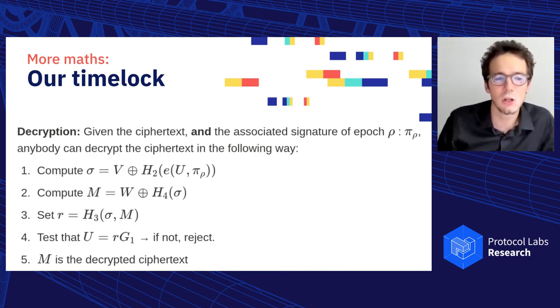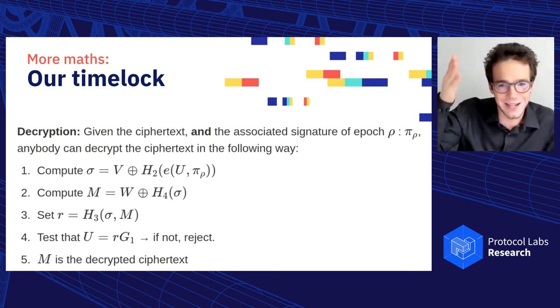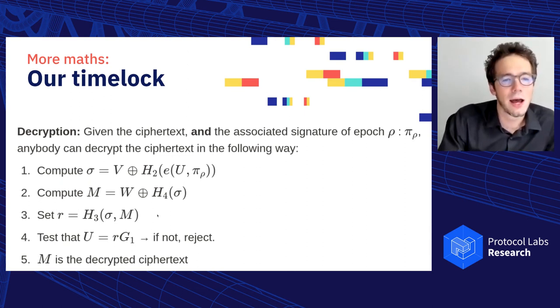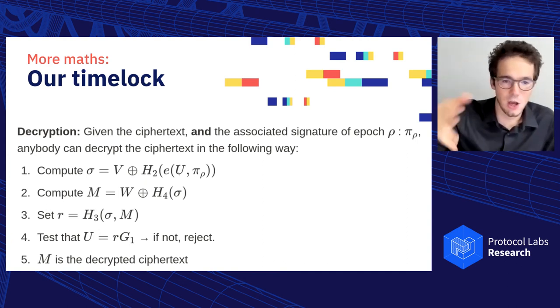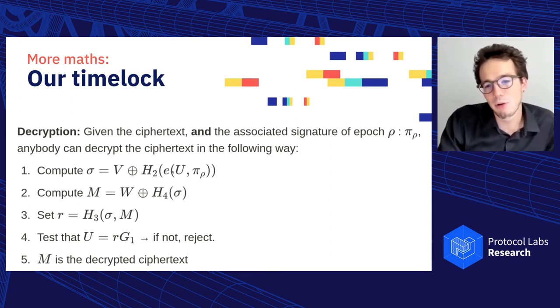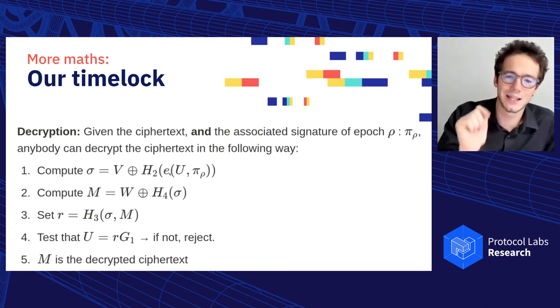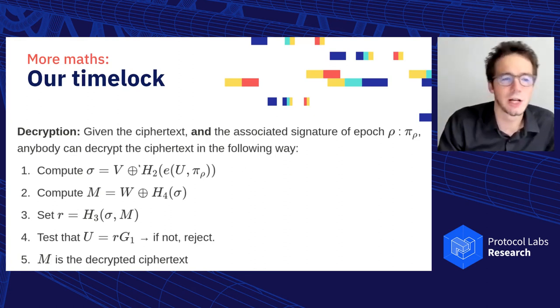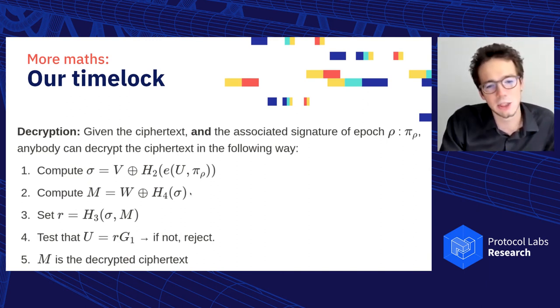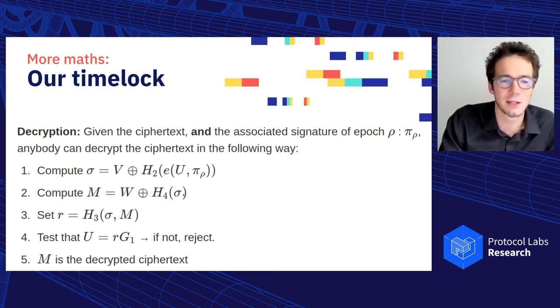And then to do decryption, as soon as you get a signature for that epoch, so if you get P of rho, you can compute the hash of the pairing of U. So U was the ephemeral public key. And U and the pairing of U with the signature will give you R times S times E. You hash it, you XOR it with V, you get your mask sigma. You can hash the mask sigma to get your one-time key. You hash it with W, you get the message, and you can verify the commitment.